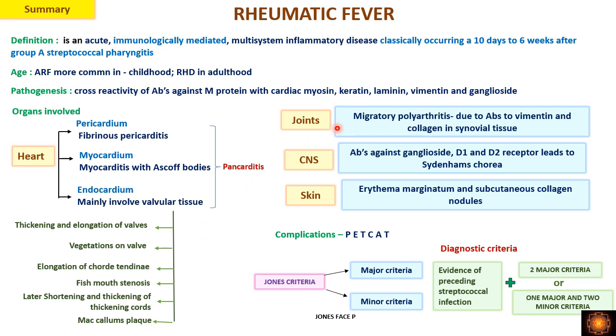Now in the joints, we have migratory polyarthritis involving the large joints. In the CNS, we have Sydenham's chorea. In the skin, we have erythema marginatum and subcutaneous collagen nodules. Complications, remember the PET CAT: pericarditis, endocarditis, mural thrombi, congestive heart failure, arrhythmias, and thromboembolic complications. Then the diagnostic criteria is the Jones criteria. Here we have the major and minor criteria. The patient should have two major criteria or one major and two minor criteria along with evidence of antecedent or preceding streptococcal infection. If we have this, a definite diagnosis of rheumatic fever is made.